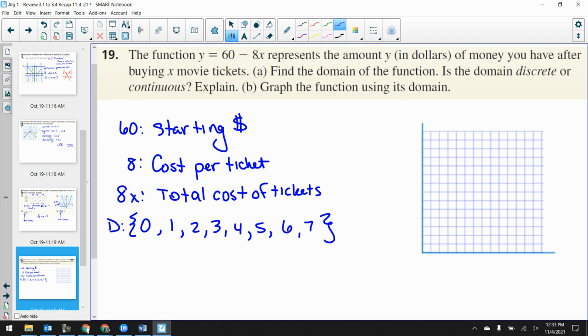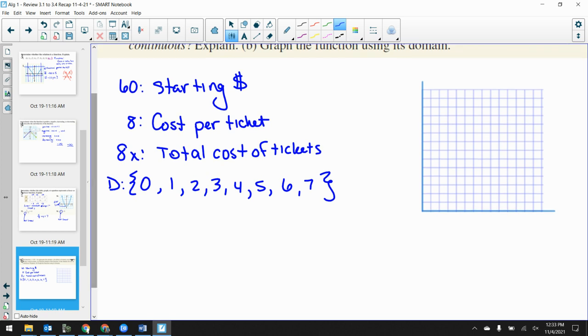Now, is that domain discrete or continuous? Just remember, discrete is single solitary points where I cannot have decimals, which is what's described here. Continuous is if I could have any value in between there. Like 2.2 would be a valid solution, but it's not here.